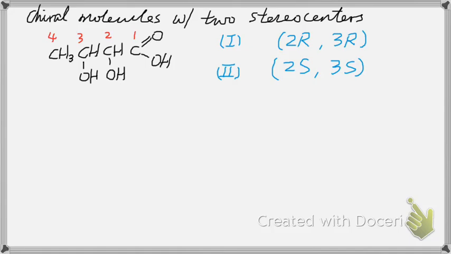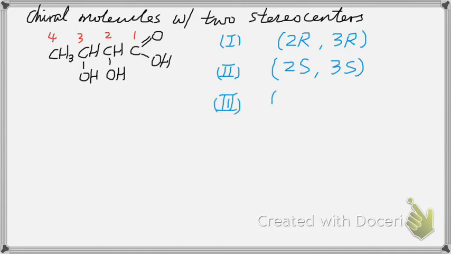These two compounds will be enantiomers of each other because they have both chiral centers opposite to each other. They are going to be mirror images of each other, and they will not be superimposable. Okay?